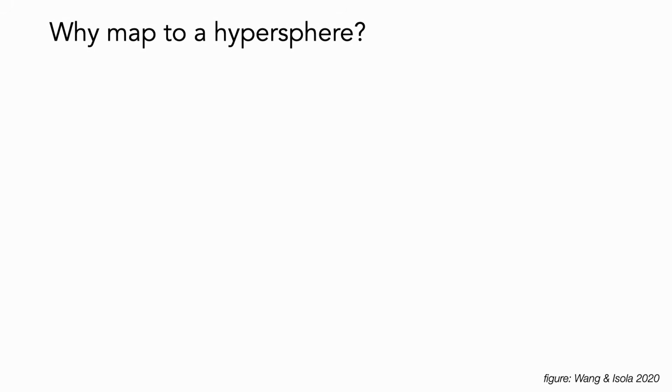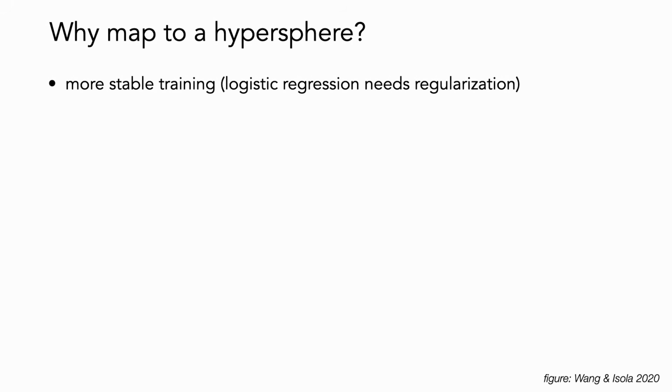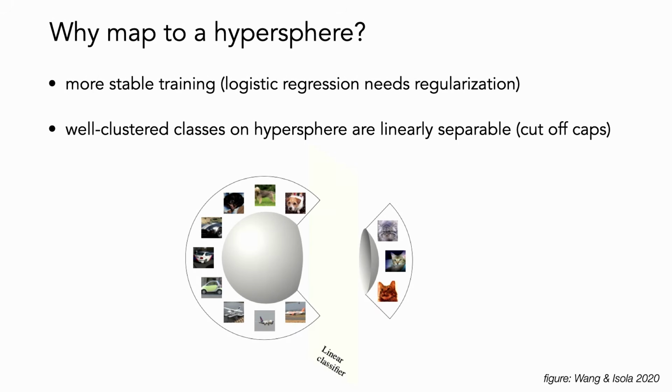And again, just talking about why we might map to a hypersphere. Here, one thing is it's more stable during training. Like, why do we not want to have scale be a dimension of variance? It's kind of like logistic regression. It helps you regularize. And also, we get this really nice behavior.